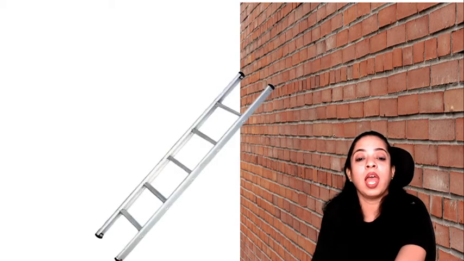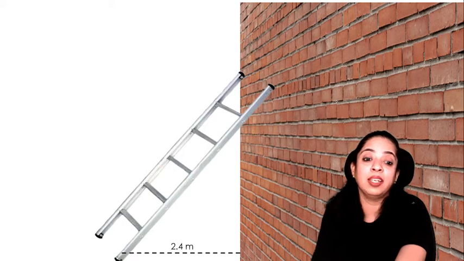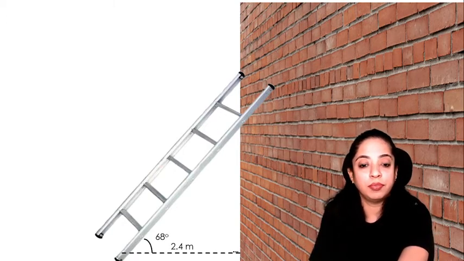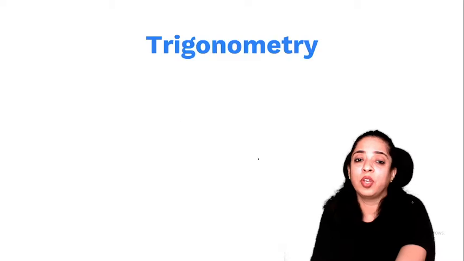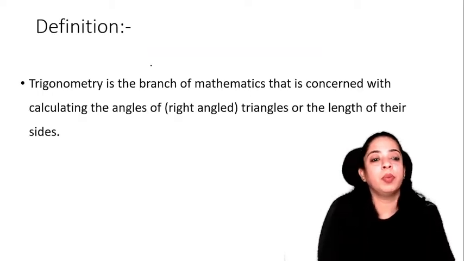If there's a wall, at what angle the ladder should be kept so as to reach a particular height, and at what distance the foot should be so as to reach a particular height. For all these things, trigonometry is useful. So let's talk about the definition of trigonometry first.